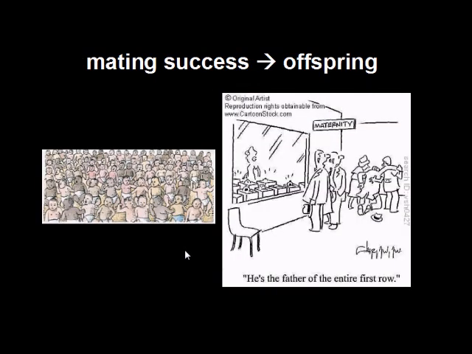And the thing to remember here is mating success. Mating success leads to more offspring. And reproductive success is how we measure success as an individual. What is your fitness? That's our common currency that we use. So this is really basic for everything.